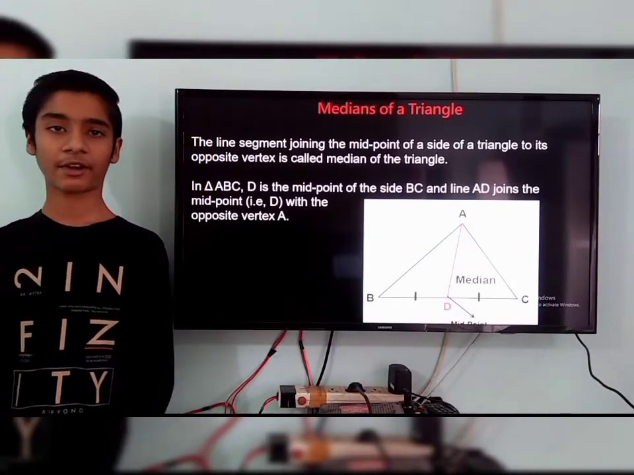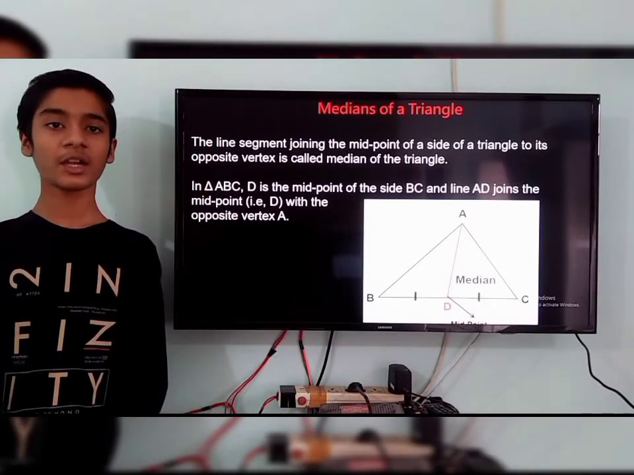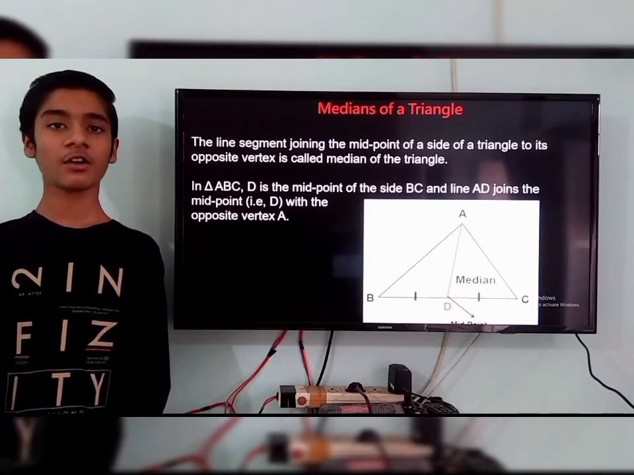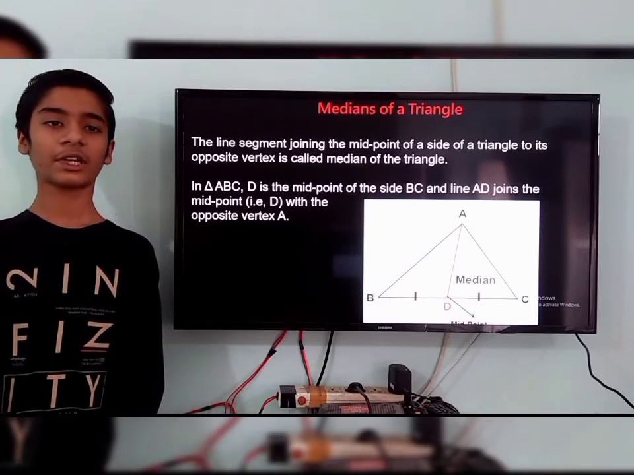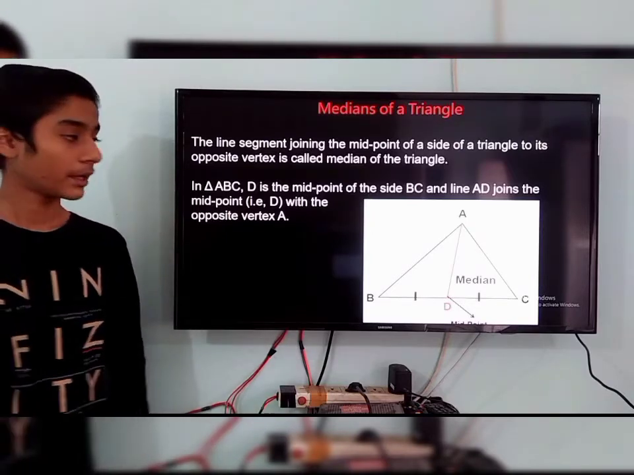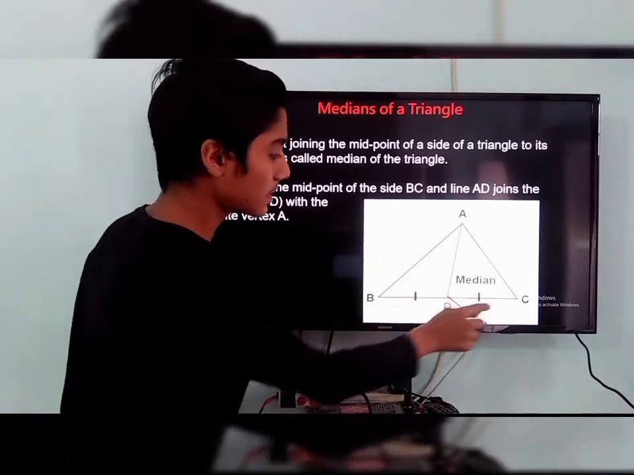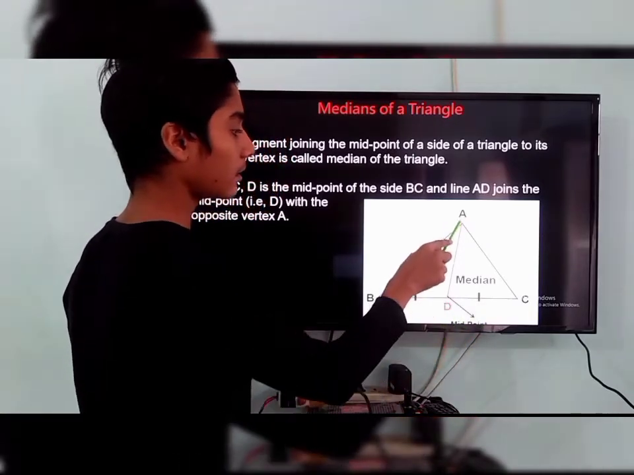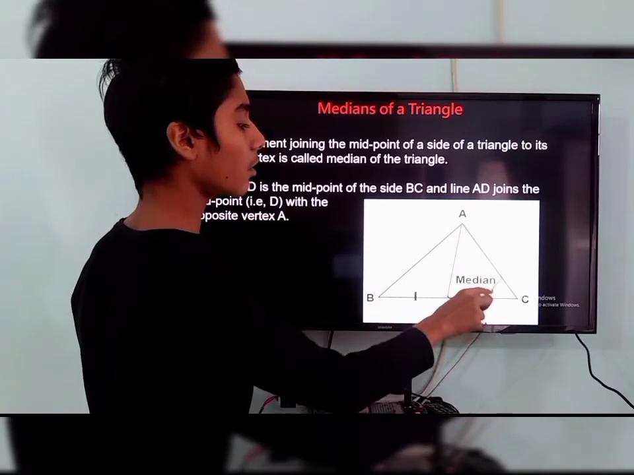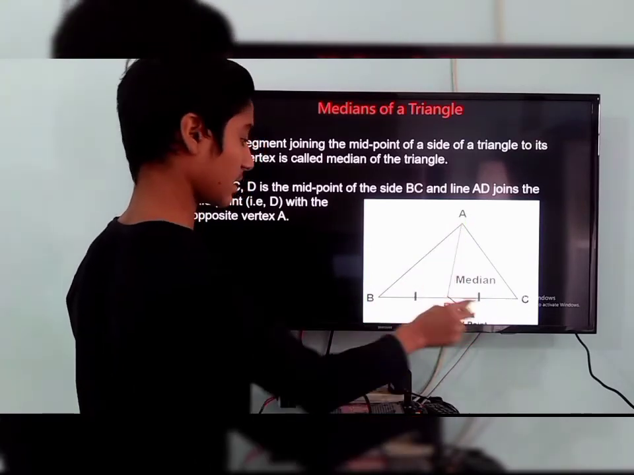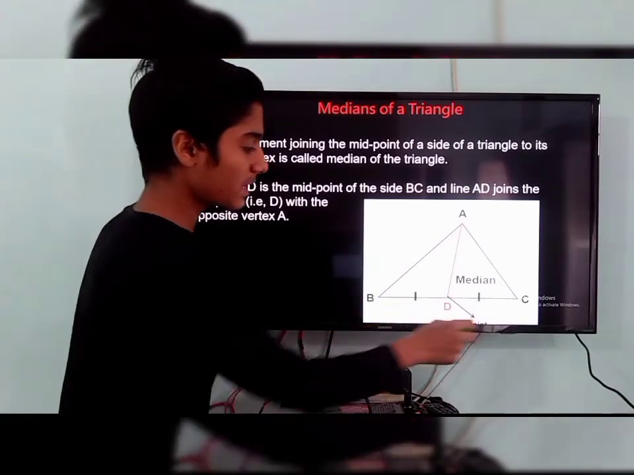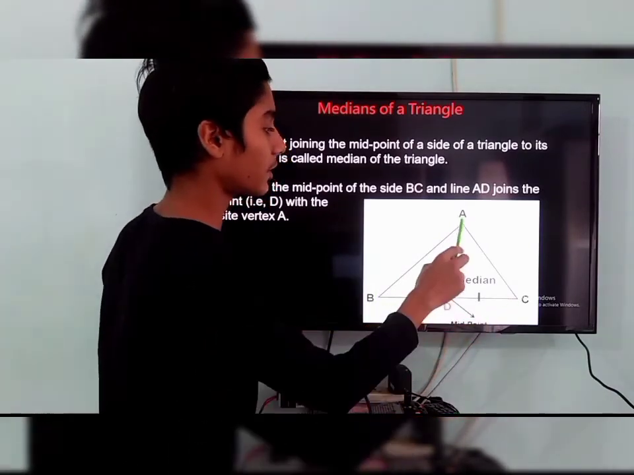Now, medians of a triangle. A median is a line segment joining the midpoint of a side of a triangle to its opposite vertex. In triangle ABC, D is the midpoint and AD is the median of triangle ABC, as it joins the side BC to its opposite vertex A.